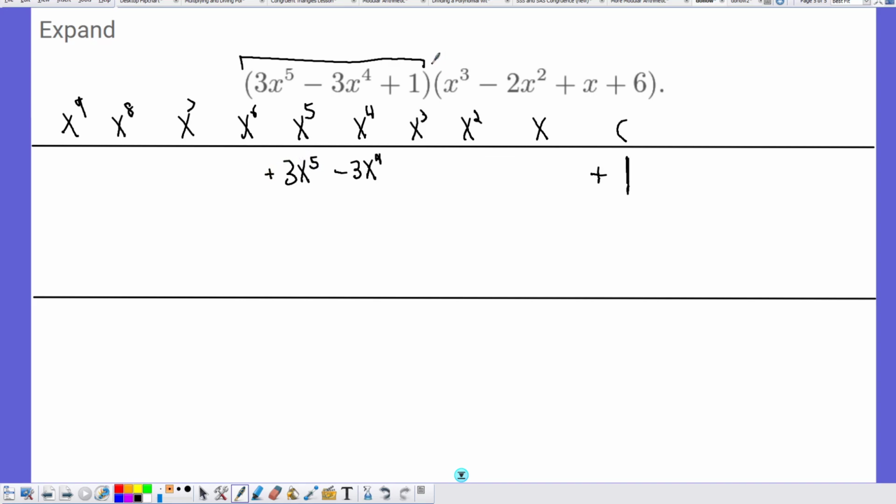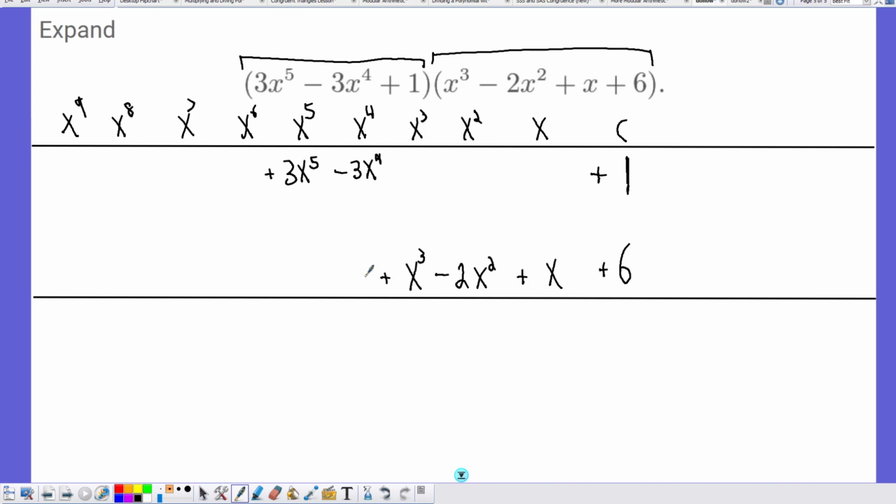Now I write down my other polynomial where 6 is the constant. We have positive 6. X goes in the x column, which is a positive. Then we have negative 2x squared. And finally, x to the third, which is a positive.